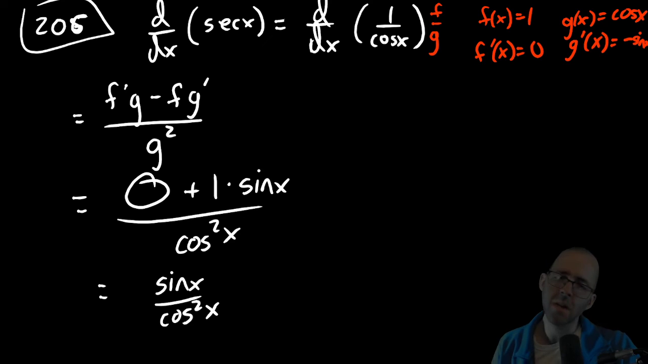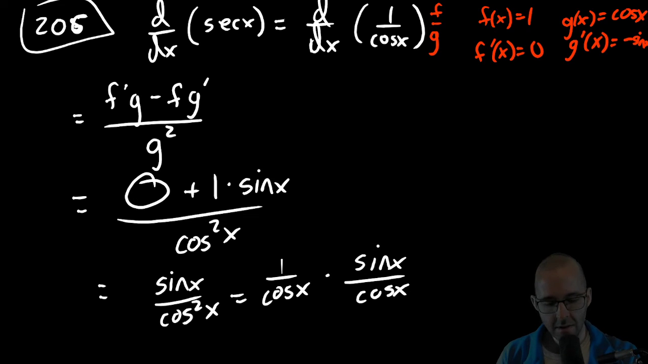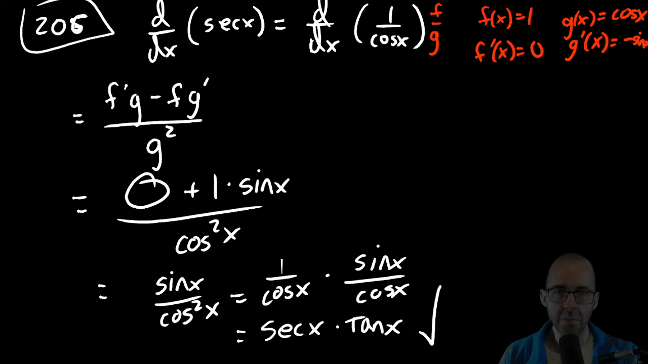And you might say, slow down, Jason. This is not the formula you gave us. You said the derivative of secant was secant tangent. This isn't secant tangent. Or is it? It is, right? This is just 1 over cosine times sine over cosine. Well, what is 1 over cosine? That's secant of x. Sine over cosine is tangent of x. So we did indeed prove that the derivative of secant is secant tangent.